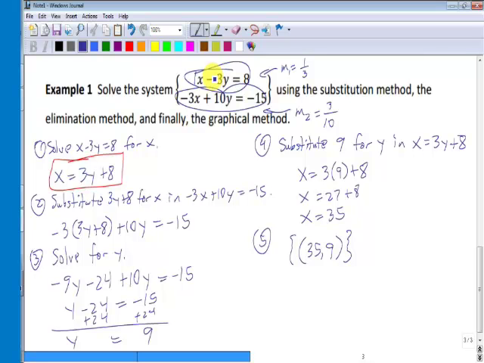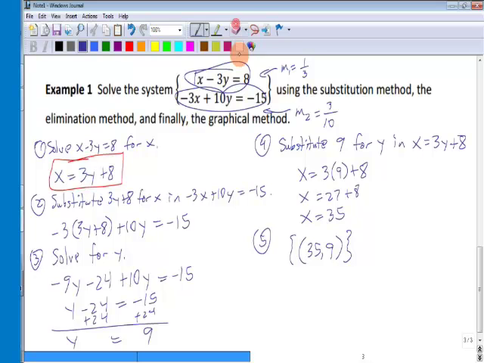Take 35 in the top equation. Well, 3 times 9 is 27. 35 minus 27, well, that's certainly 8. That's how we got the 35 in the first place. We used that top equation, so it should satisfy that. So that is the solution to this system. And that's how we go about it using the substitution method.